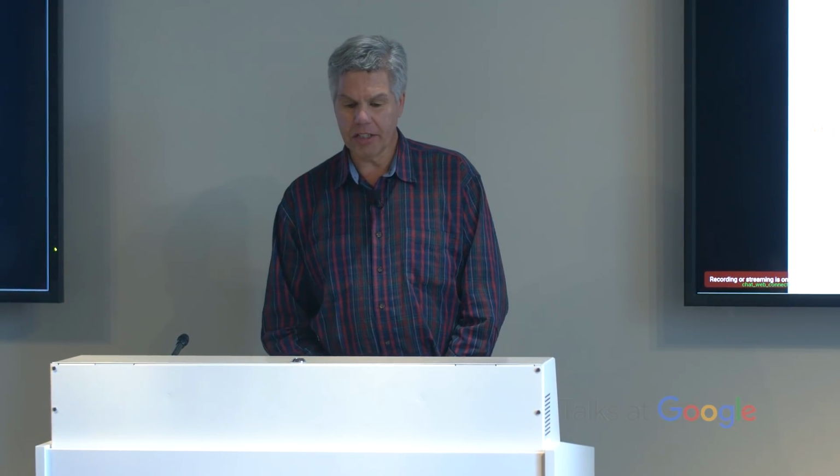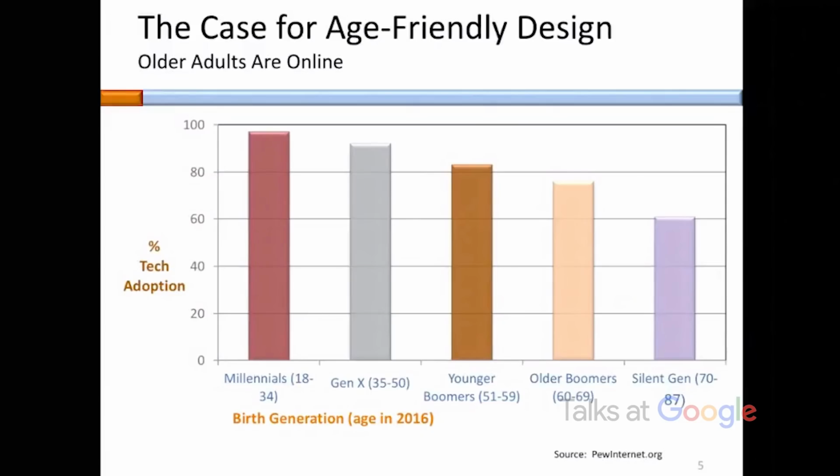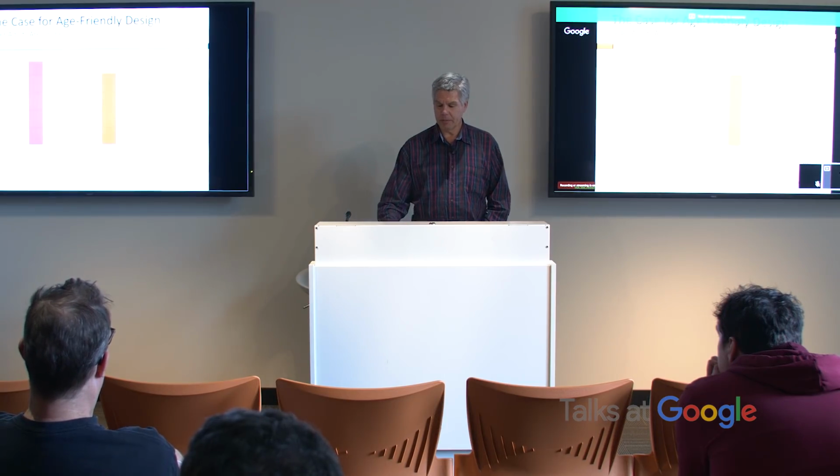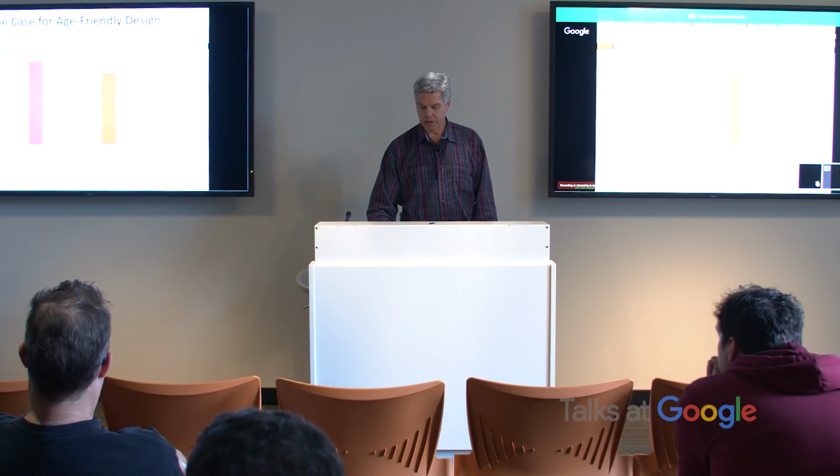So we have millennials, people who were in 2016 18 to 34. Then we have Gen X, younger boomers, et cetera. And we can look at the percentages of them that have adopted what we call digital technology. Now, when I say technology in this talk, I essentially mean digital technology because, of course, a horse and a buggy is technology. It's just older technology. So the question is, what kind of technology are people using? For the purpose of this talk, I'm referring to digital technology.